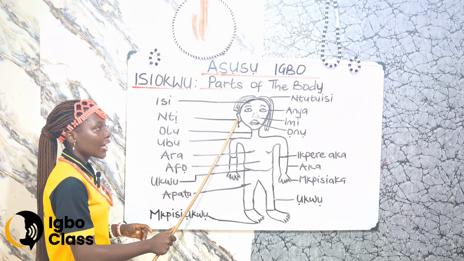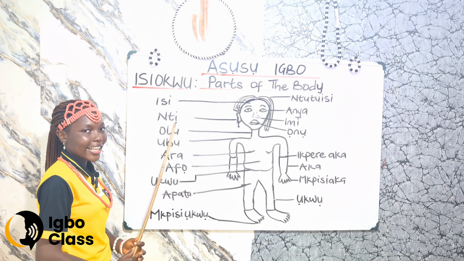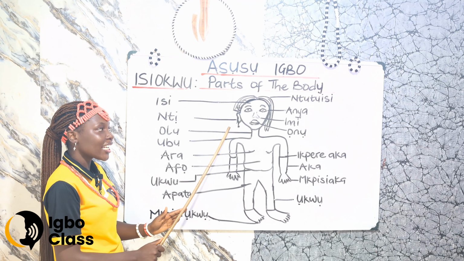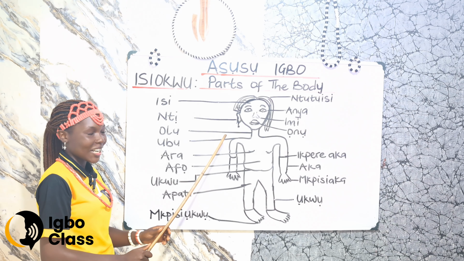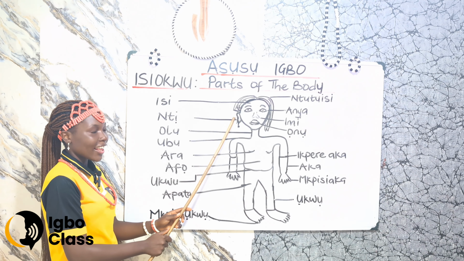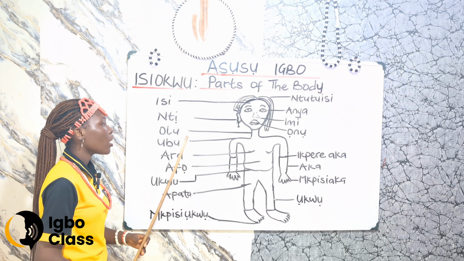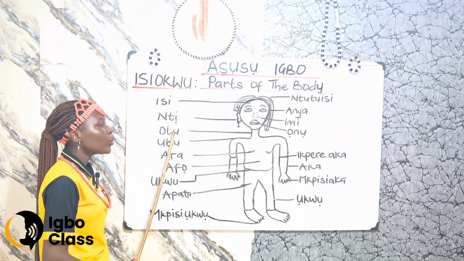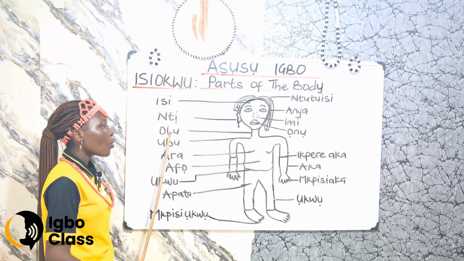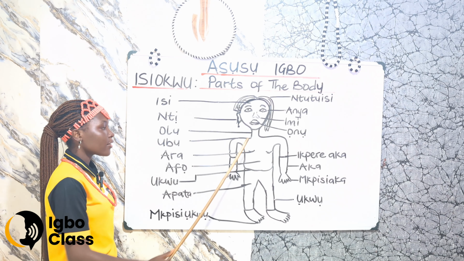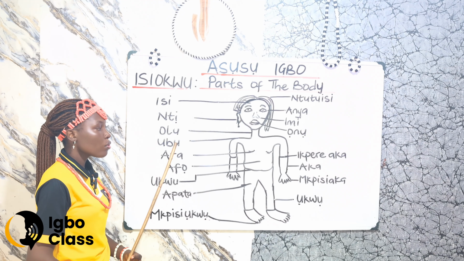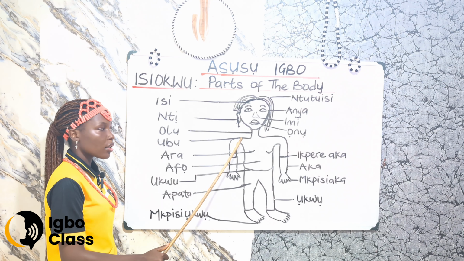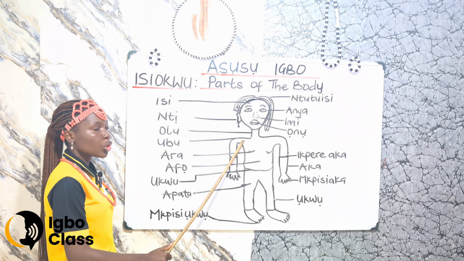Nti, the ear. As you can see, she's putting on a very dangling and expensive earring. Nti, the ear. Olu, the neck. Ubu, the shoulder.